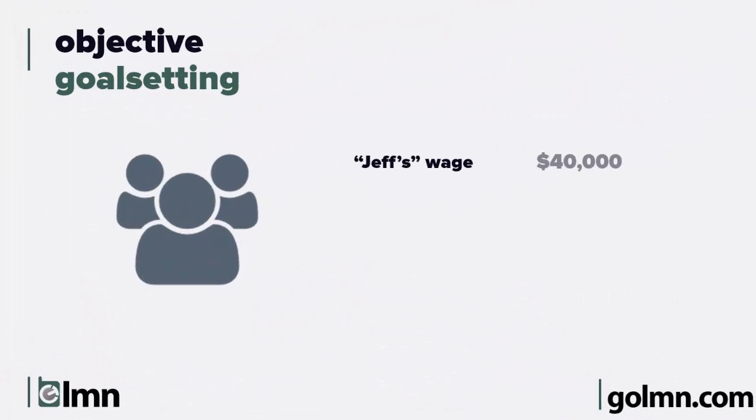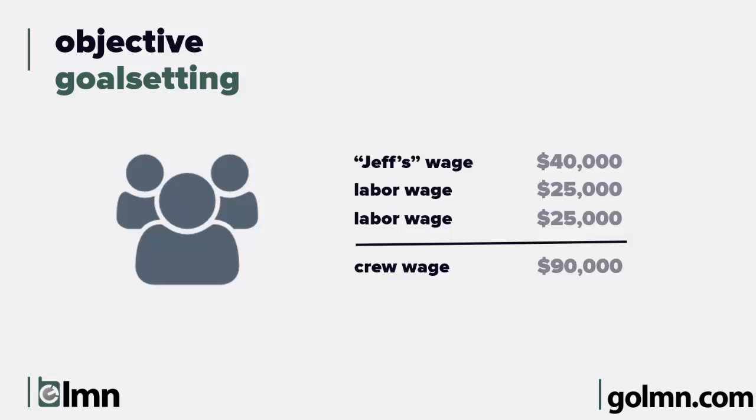Let's say we've got a foreman named Jeff, and Jeff's wage is about $40,000 in a year. Now, Jeff works with 2 laborers, and they each make about $25,000 a year in wage. It doesn't really matter at this point who they are. We just know that Jeff runs a 3-person crew with himself and 2 laborers, and by the end of the year, we expect to spend about $90,000 in wages for Jeff's crew.